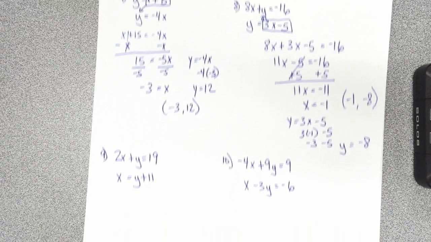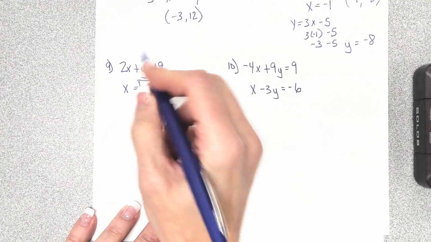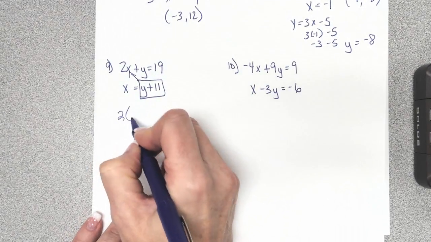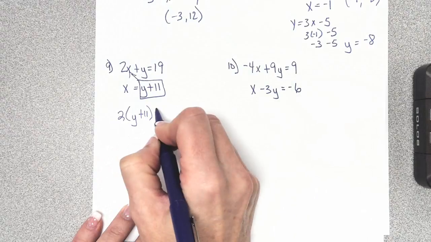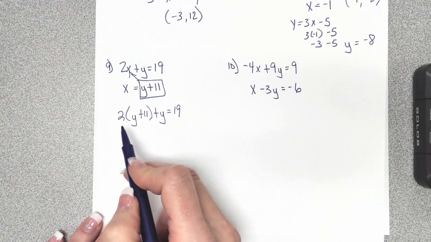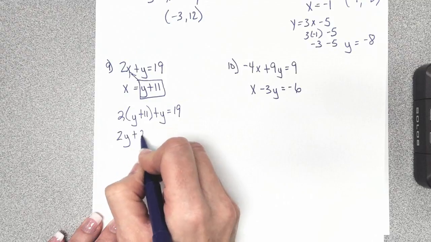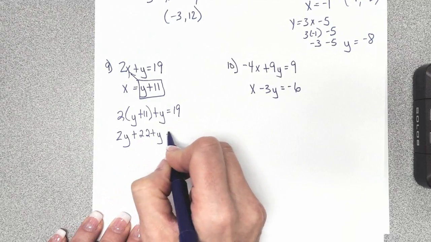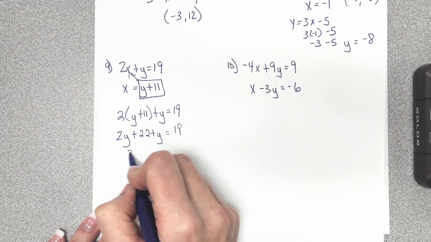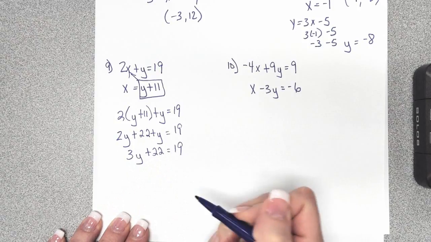Okay. All right, number 9, same kind of problem, except this time it says x equals. So I'm plugging it in the x spot. So I'm going to have 2 times y plus 11 plus y equals 19. We have to distribute. So 2 times y is 2y. 2 times 11 is 22. Don't forget that y that was already part of the problem. Combine like terms. So I have 3y plus 22 equals 19.